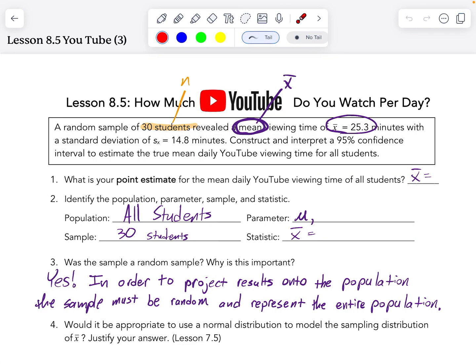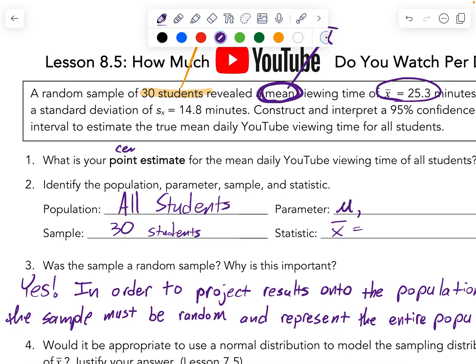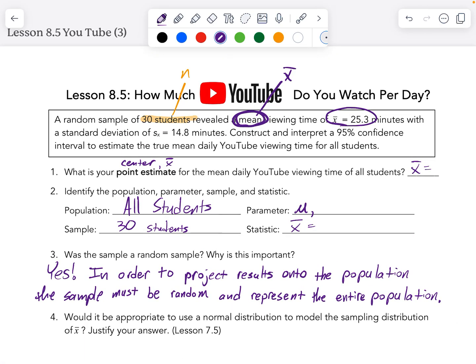Okay, we're going to make a 95% confidence interval to estimate the true mean daily YouTubing time for all students. The point estimate is always, remember, the center of our interval. Today that's going to be x bar, 25.3 minutes. The population is just all students, because it's a generic group of students.